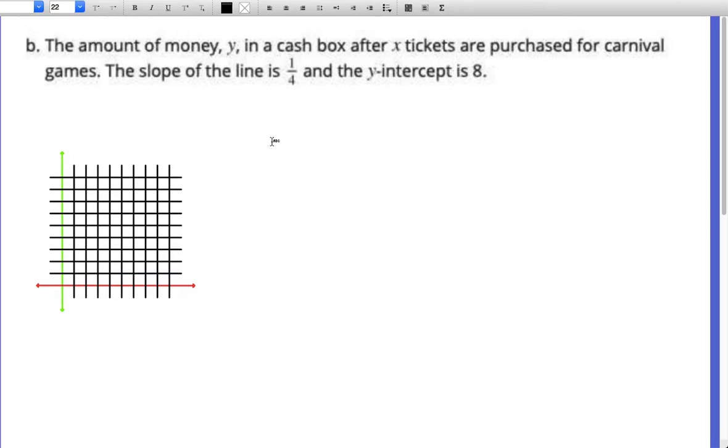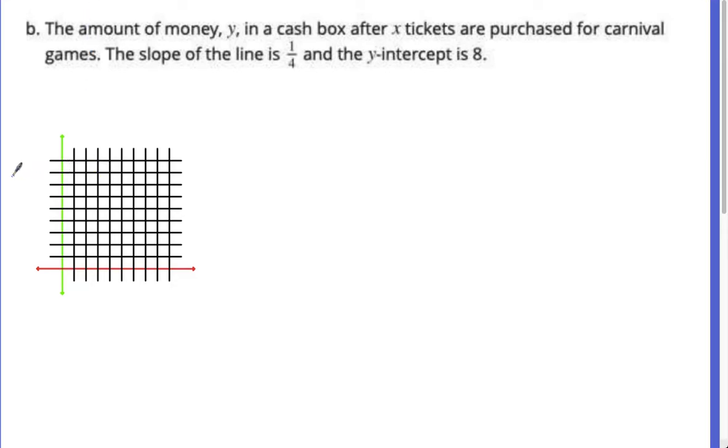The amount of money, y, in a cash box. So money, we like money to be the y-axis. So we'll put just a $ sign here. That's simple. And then in a cash box after X tickets are purchased at a carnival. So this would be the ticket sales. How many tickets have I sold?